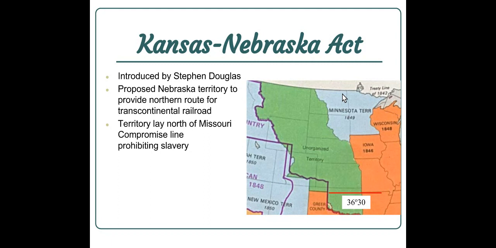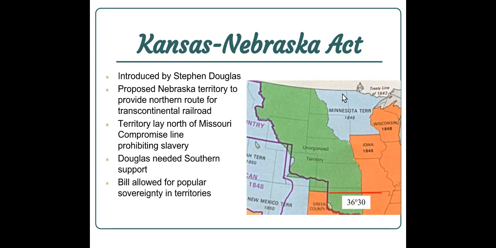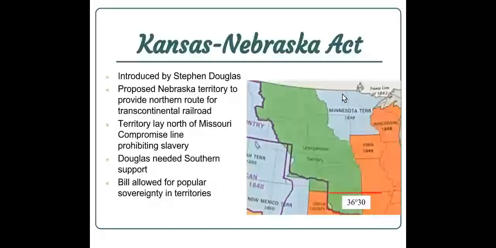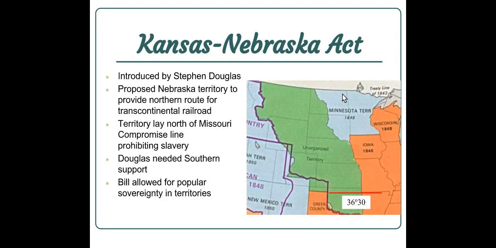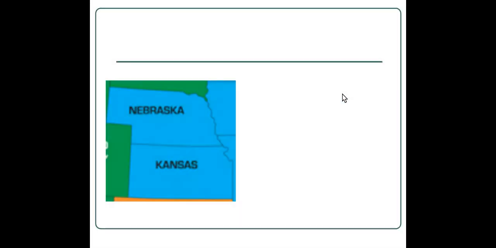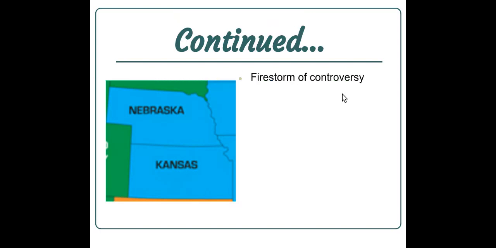And so there's a lot of people that are against this. What ends up happening was Douglas does need Southern support in order to have this Transcontinental Railroad pass through the Northern Territory. So he proposes a bill to allow popular sovereignty in territories to decide if they want slavery or not. Nebraska does want slavery in their territory, but he can't garner the support because we know that anything north cannot have slavery. So obviously there's going to be a firestorm of controversy.